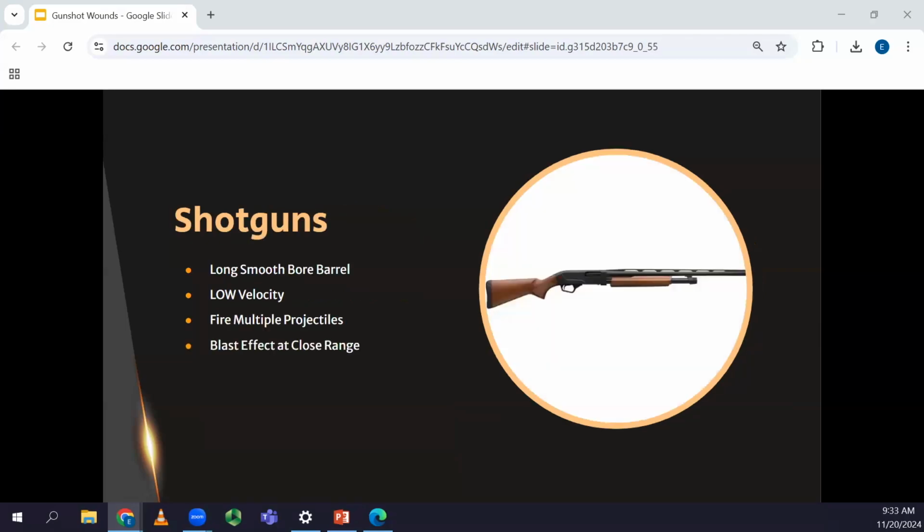Shotguns, we're not going to talk too much about shotguns today, but shotguns tend to be used quite frequently for hunting. They have long, smooth bore barrels, so these are not rifled, which means that as the bullets are exiting, the muzzle is less stable. And they tend to be, for the most part, low velocity. But despite the fact that they're low velocity, they tend to do a great deal of damage. And the reason for that is that they tend to fire multiple projectiles.